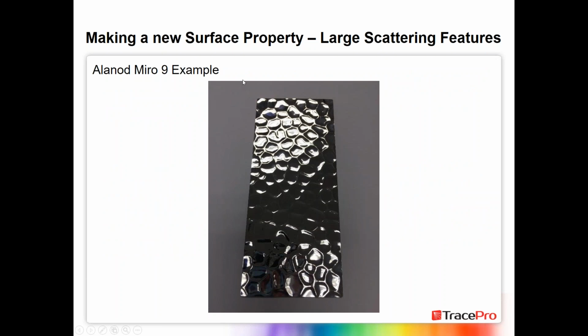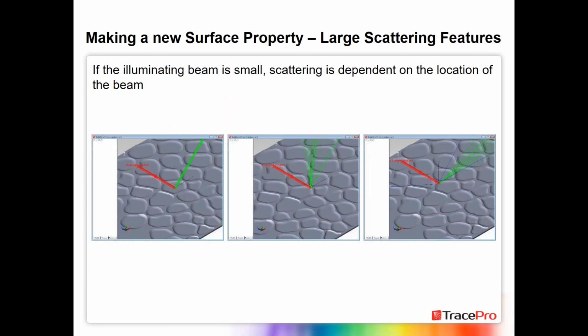So here's an example of Alanod Miro 9. People that have done illumination design have probably seen materials like this at times. So the challenge is, how do we make a BSDF property from this? And as I mentioned, one of the problems is that many scatterometers use a laser as an illuminating source. And we can see here's 3 different positions for the laser where it's hitting this.